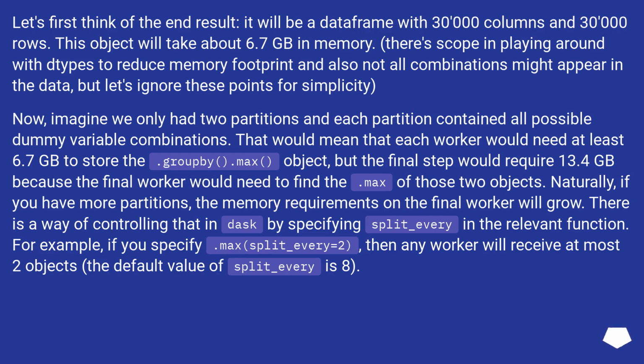There is a way of controlling that in Dask by specifying split_every in the relevant function. For example, if you specify .max(split_every=2), then any worker will receive at most 2 objects. The default value of split_every is 8.